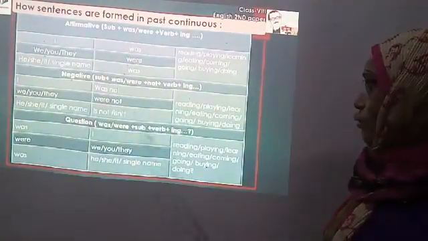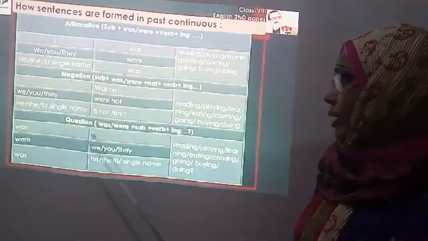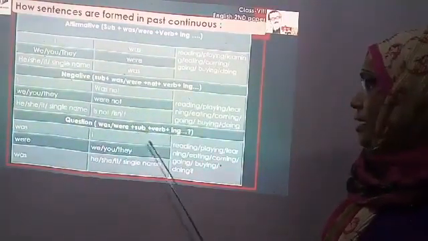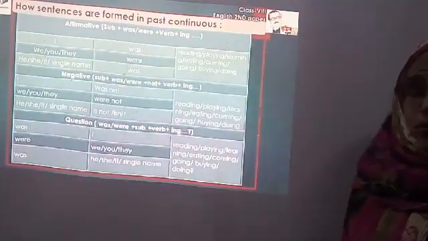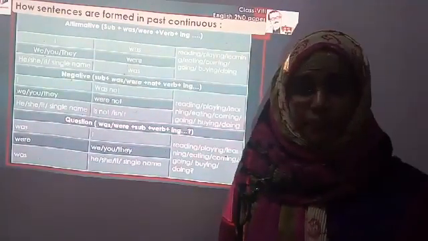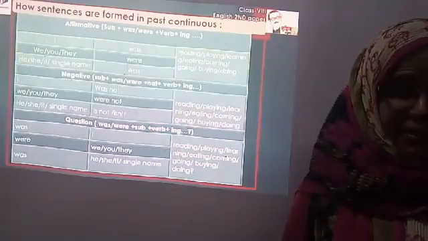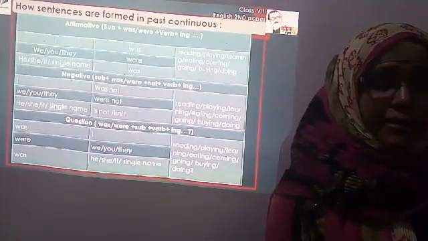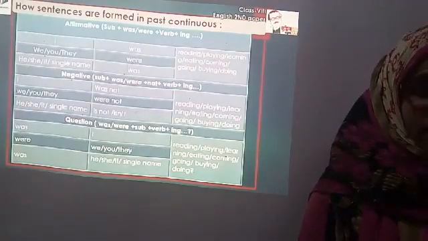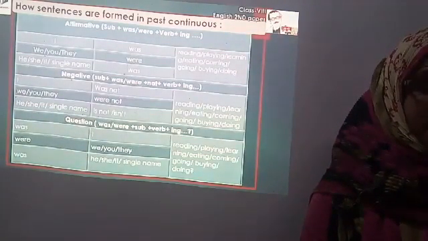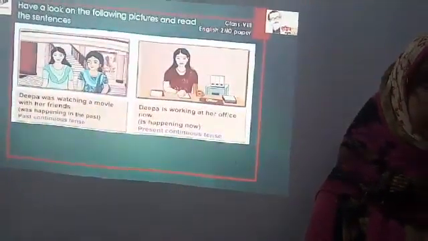Was I reading? Was I playing? Were they playing? Were they eating? Were they coming? Was she going? Was she buying a book? Like this. I think you have got the idea how we form the sentences in past continuous tense.